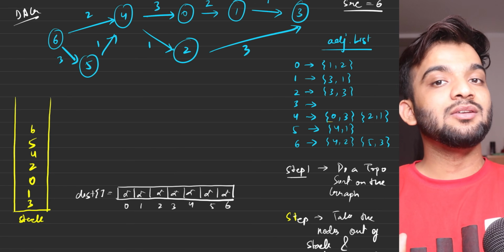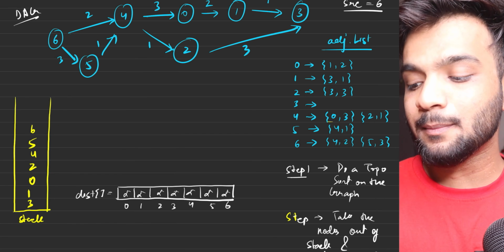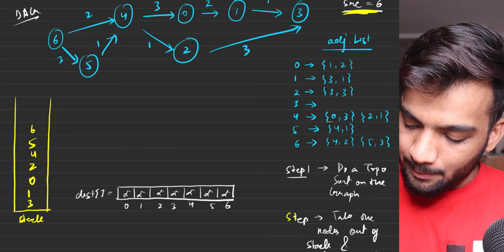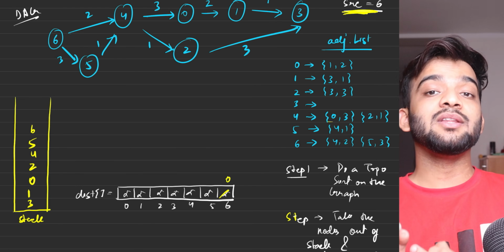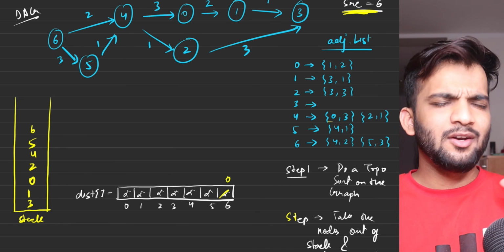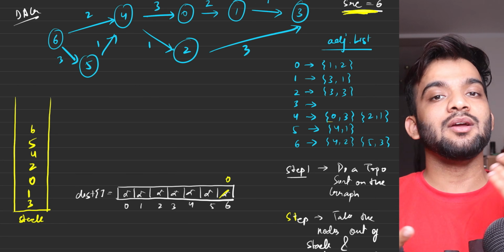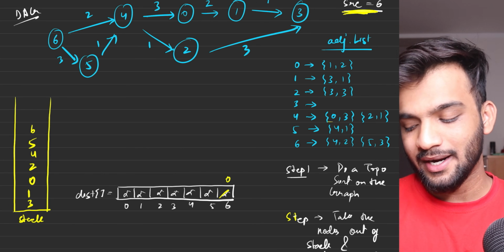Now let's start relaxation of the edges. But before that, please make sure whatever is your source node, just go to that source node and make it 0. Just make sure that you go to that source node and say that, hey, I know one thing. If you start from 6 and if you end at 6, the distance that you will take will always be 0. So make sure you do that, okay?